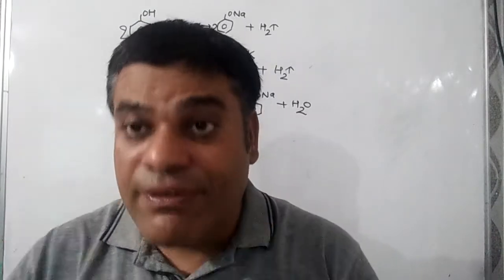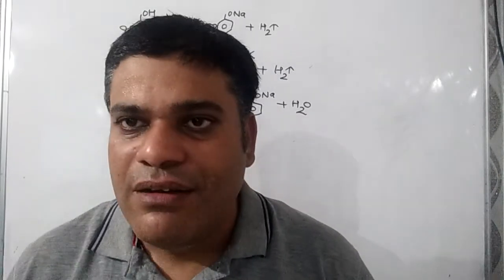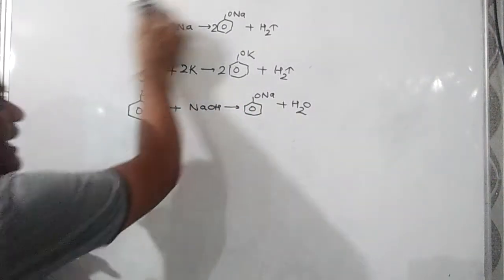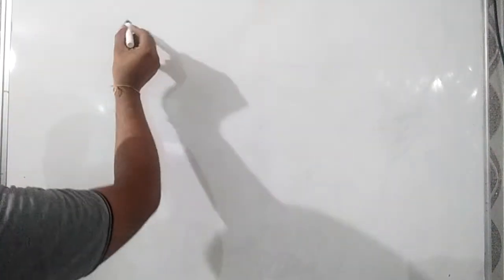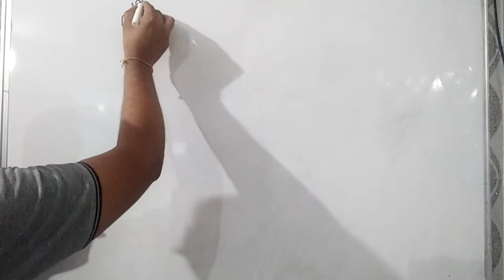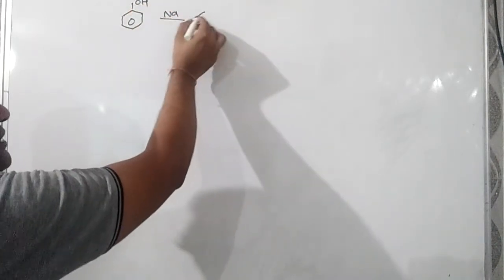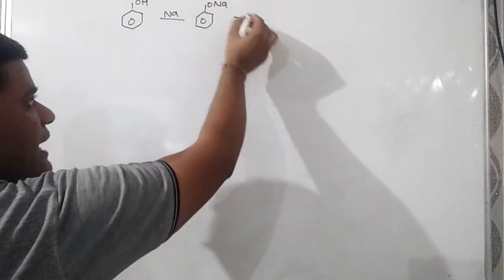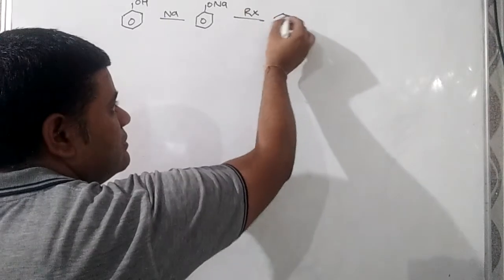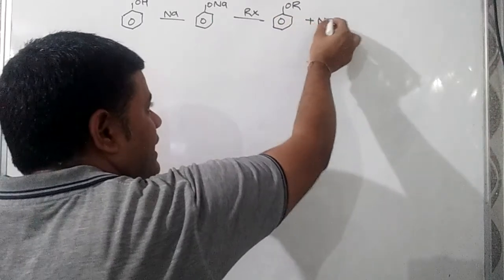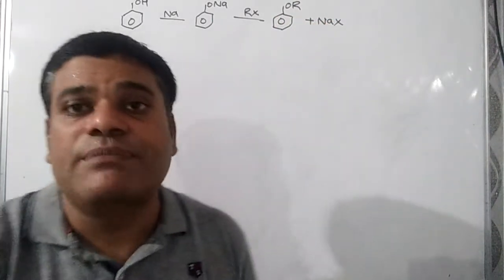Next will be reaction with haloalkane in presence of sodium metal, and that reaction is also known as Williamson synthesis. Here, phenol first reacts with sodium metal to produce sodium phenoxide, and then sodium phenoxide can react with haloalkane to give you aromatic ether as a product. This reaction is known as Williamson synthesis.